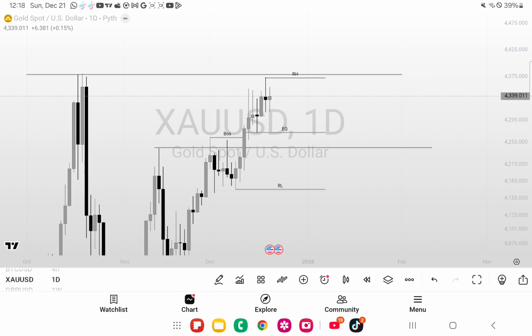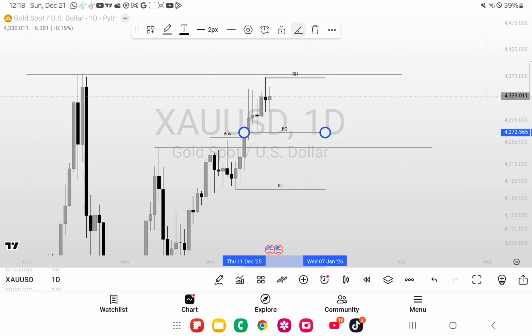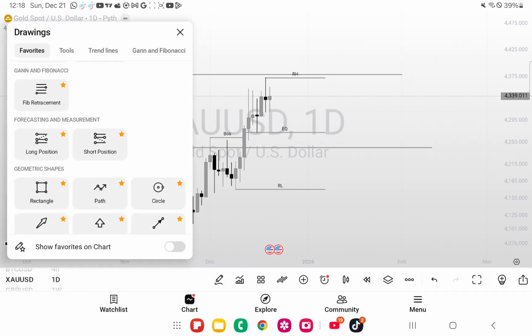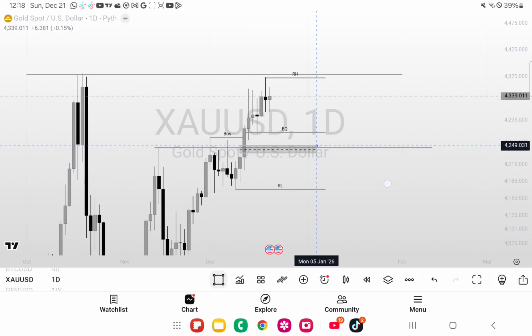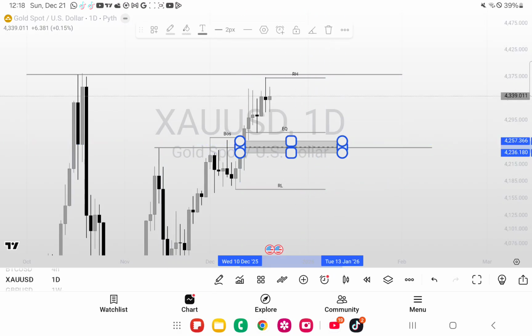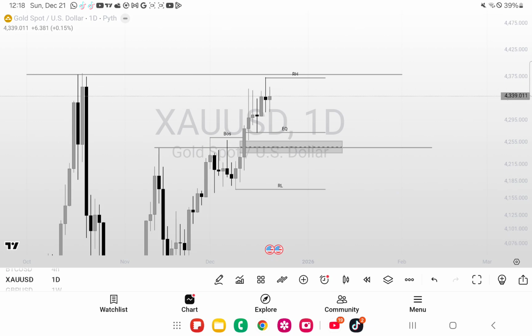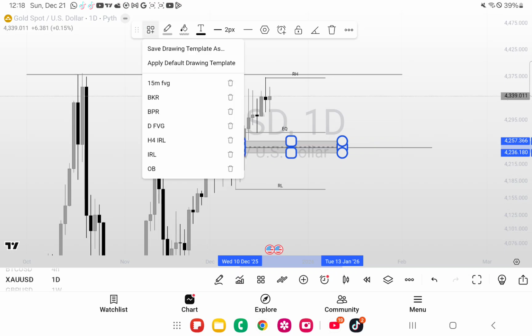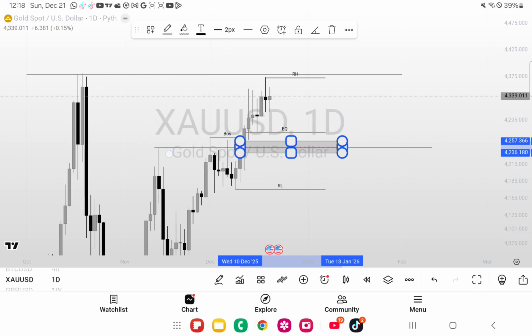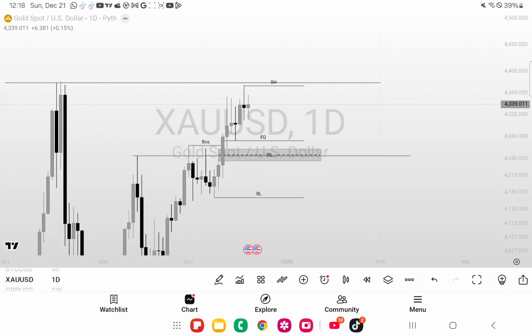So within the range, if you want to look for buy opportunities, you have to look in the discount array. In this discount array, we have this fair value gap. We have this internal range liquidity in the form of a fair value gap, which is below the 50% of the range in the discount array. So this is our internal range liquidity.